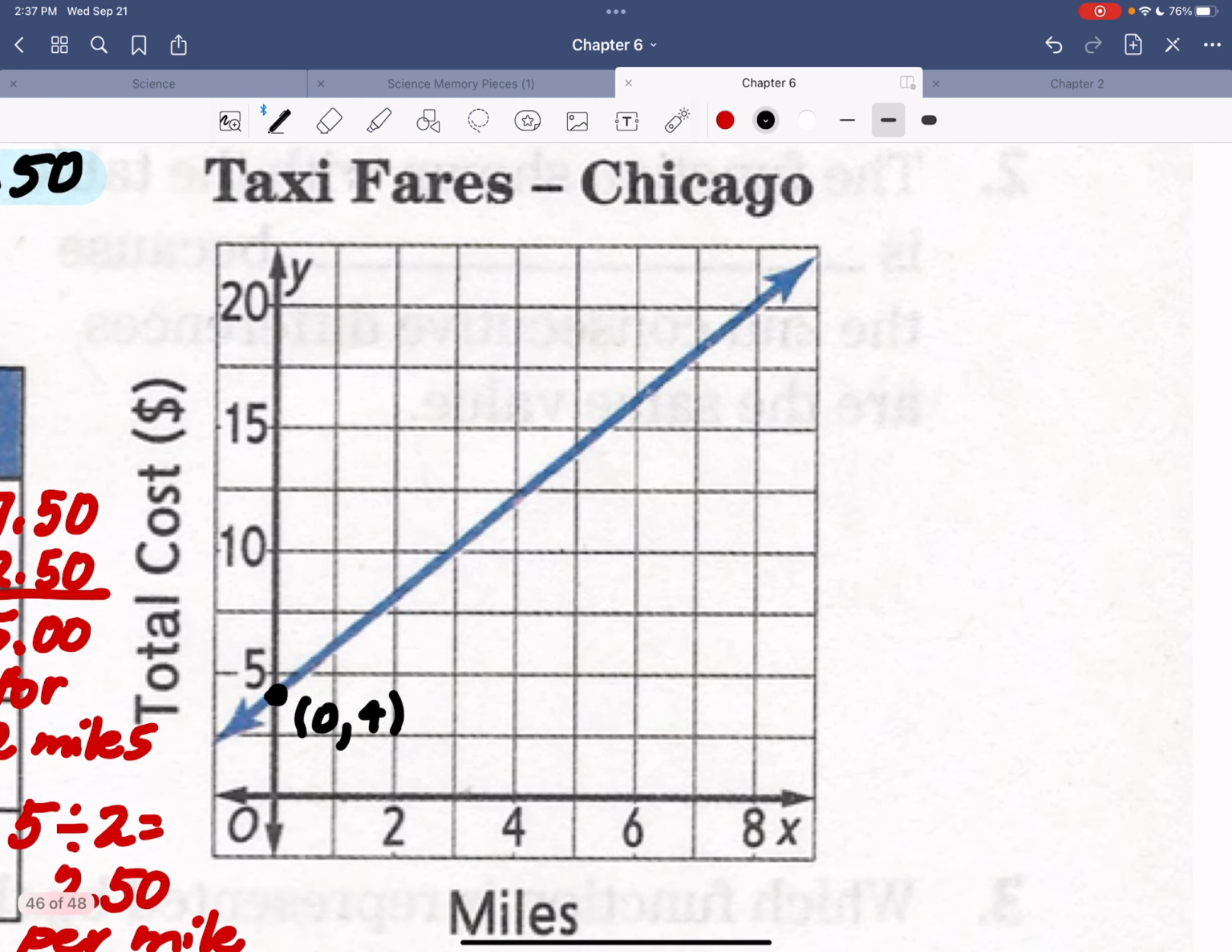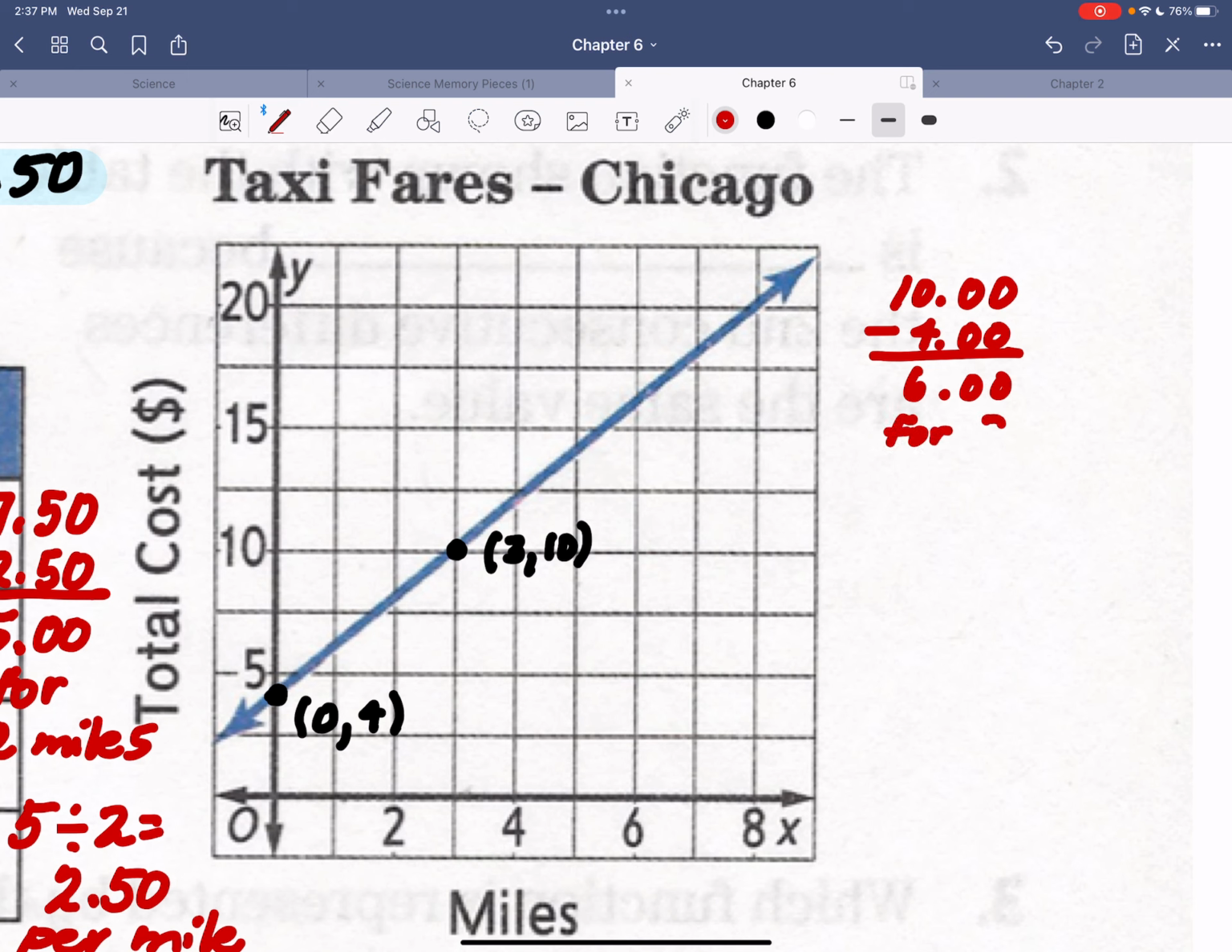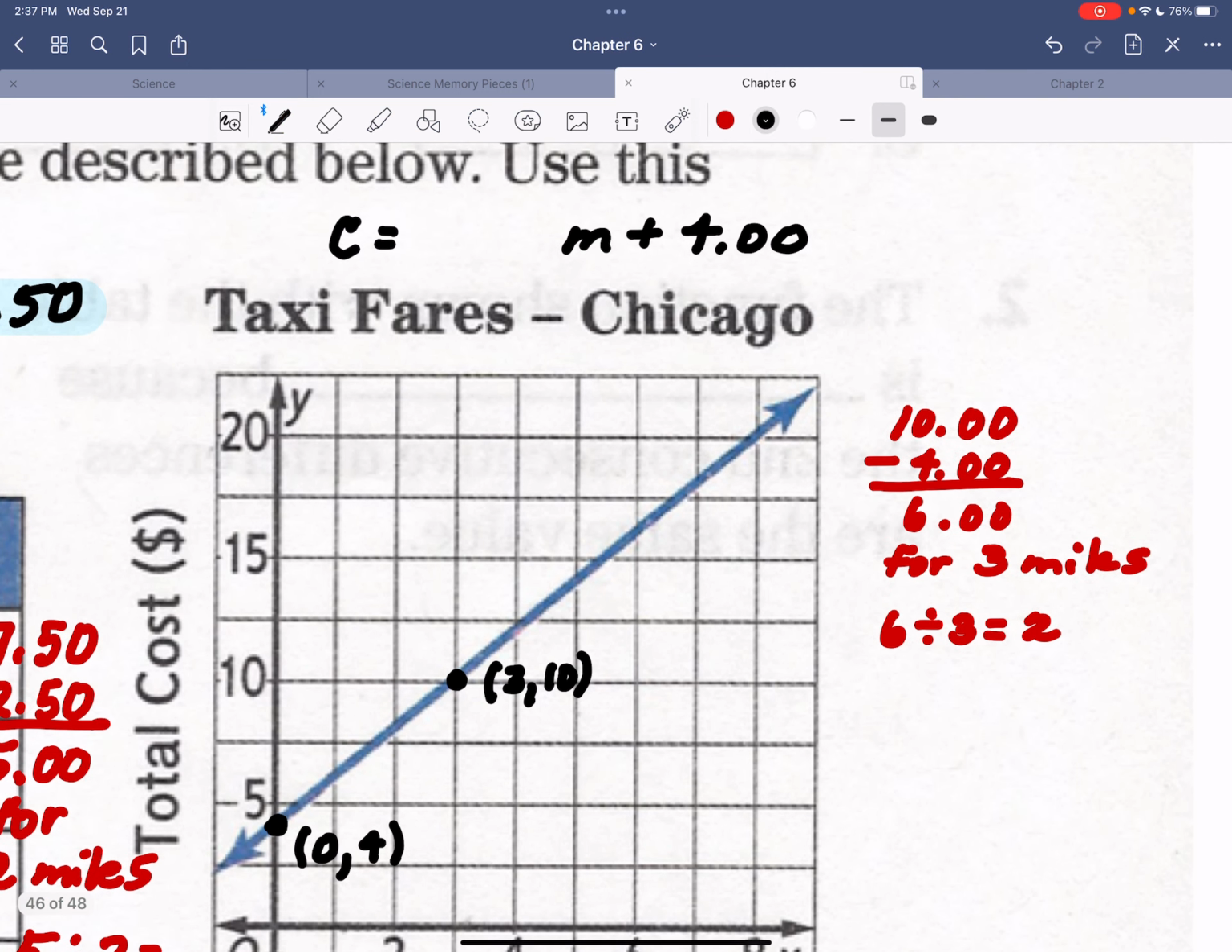All right, so to get the cost per mile, I'm going to look at this point. That is $3.10. So I will take out the initial fee. So $10 minus the $4. That's just to sit down in the taxi cab. That's $6, and that is for 3 miles. So you will say 6 divided by 3 is 2. That's your $2 per mile. So in Chicago, it's $2 a mile plus the $4 fee. So that's this one.